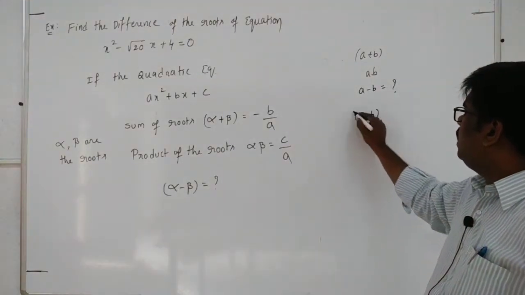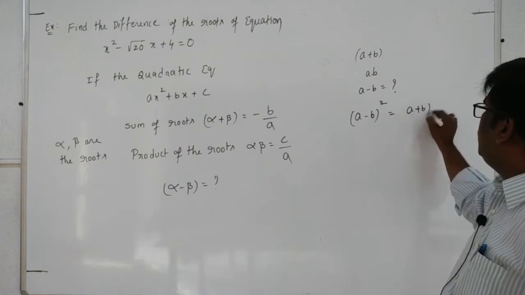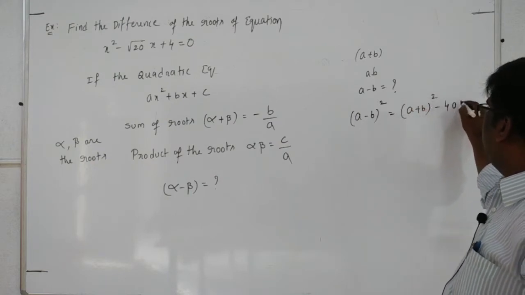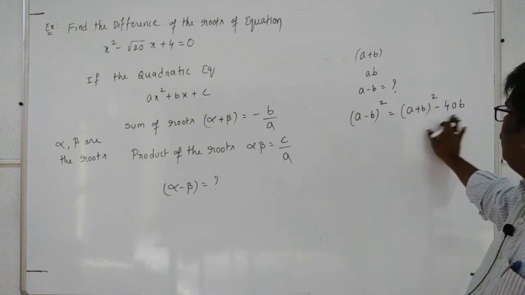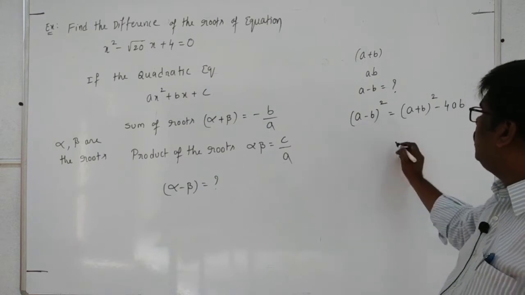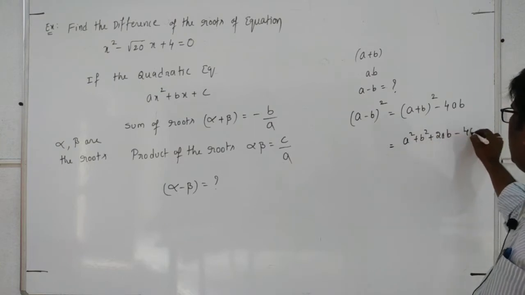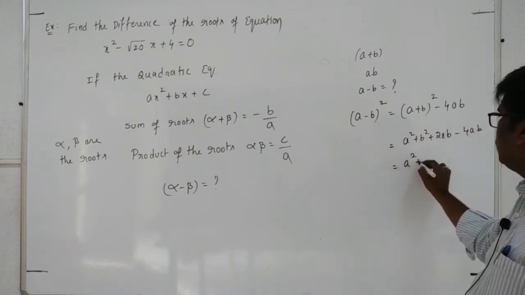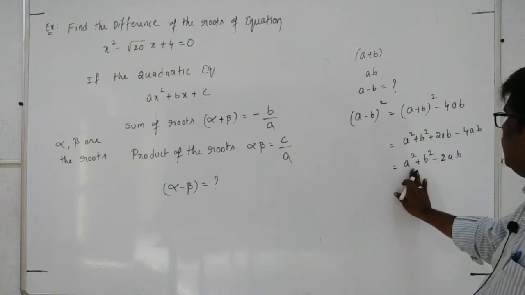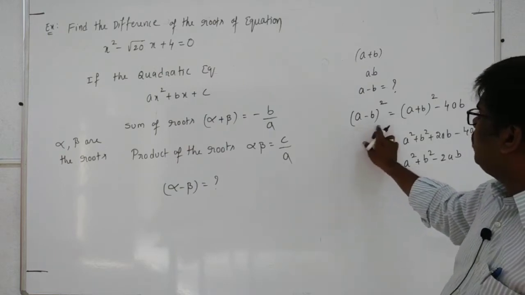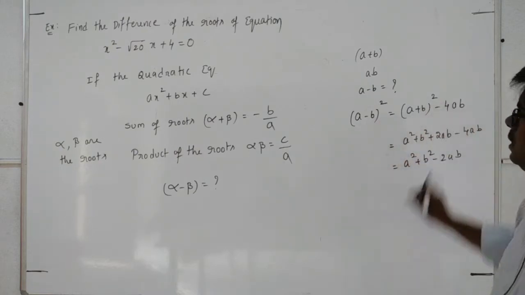(a minus b) whole square is equal to (a plus b) whole square minus 4ab. We can write this by expanding: (a plus b) whole square minus 4ab, and you will get (a minus b) whole square only. You can check it here: a square plus b square plus 2ab minus 4ab. Then a square plus b square, 2ab minus 4ab means minus 2ab. So what is this? a square plus b square minus 2ab is (a minus b) whole square, or not? That's why (a minus b) whole square you can write as (a plus b) whole square minus 4ab.